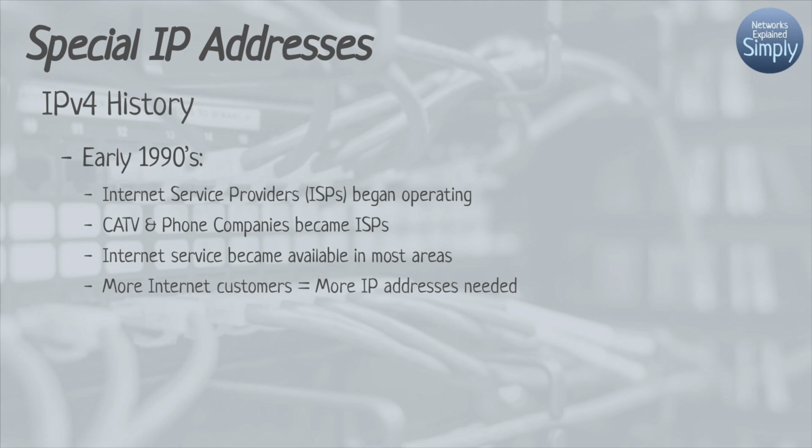Soon after, many cable television and telephone providers saw opportunities with their existing infrastructure and became internet service providers themselves. This meant that for millions of homes and businesses in the United States, direct internet access became an available option almost overnight. This trend continued in other countries as well, and with this rapid expansion came an acceleration in the global consumption of IP addresses.